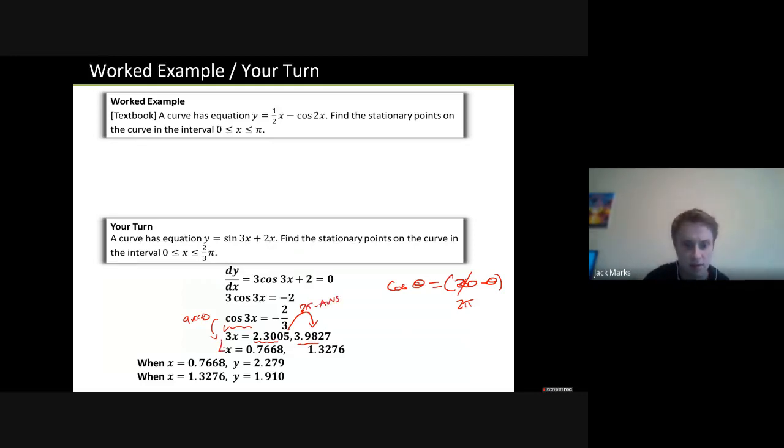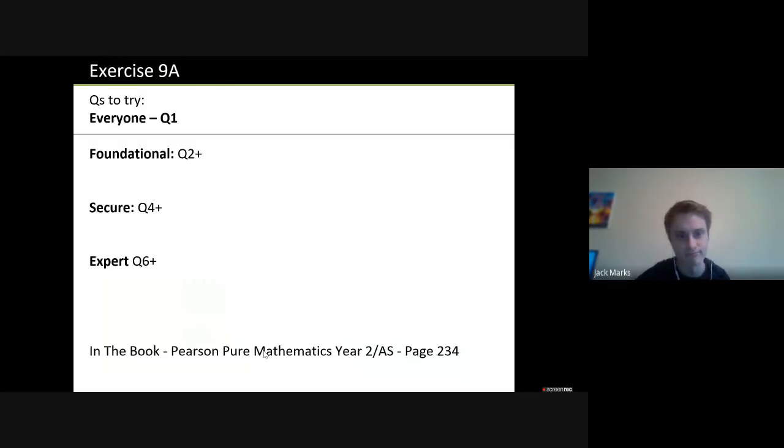The dividing by 3 is the final step, okay? Well, it's not the final step. You need to find your y values, of course, as well. But for the difficult part, finding your x values, dividing by 3 comes at the end. That's a very common mistake that people make. And that should let you access 9A.